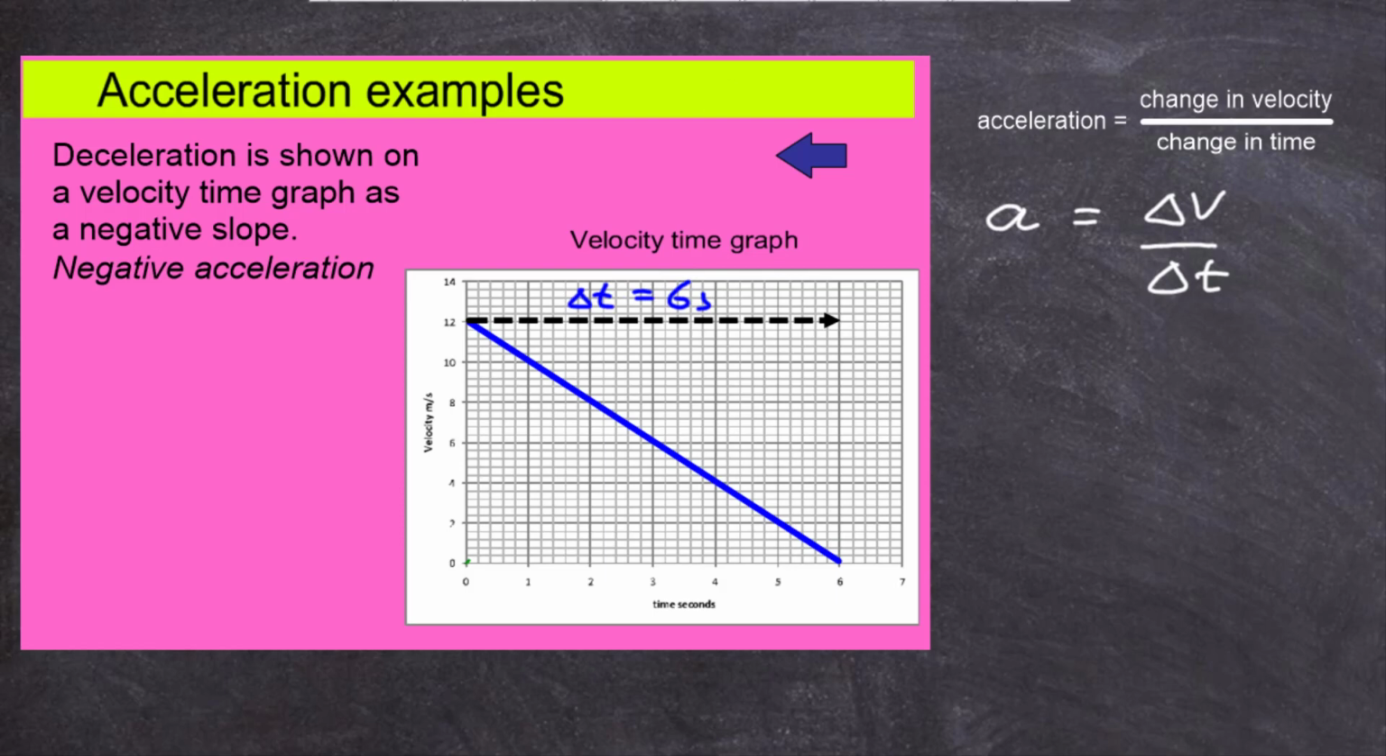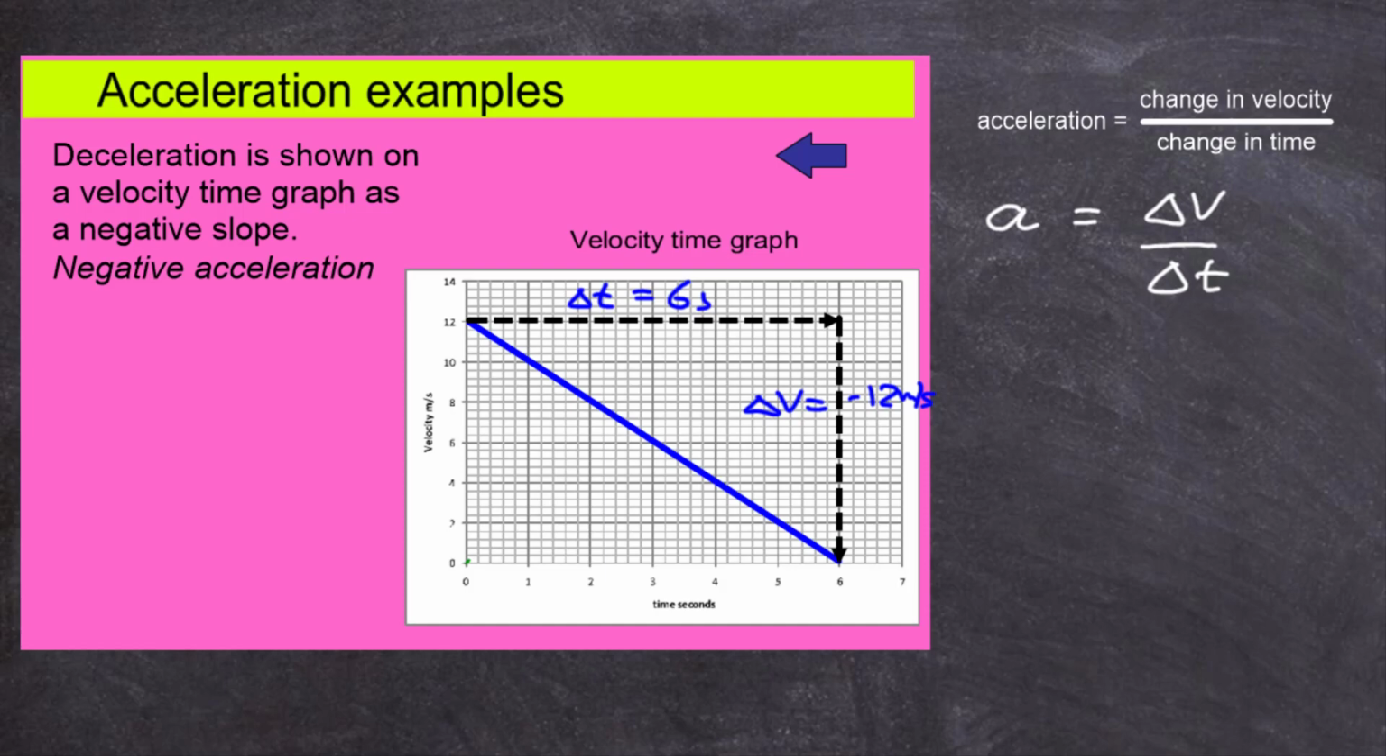Now all I've got to do is work out the change in the velocity. So we start here, and remember that's a velocity of 12 meters per second, and this time the change in velocity is downwards, which means our change in velocity is going to be negative. So in this case delta V is going to be equal to, you're going from 12 down to 0, down the way 12 meters per second, so it's going to be minus 12 meters per second.